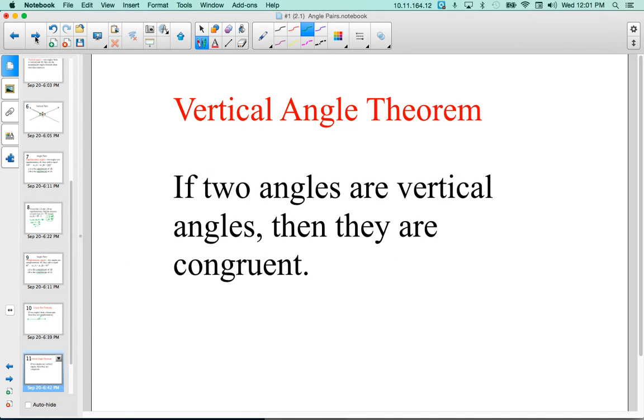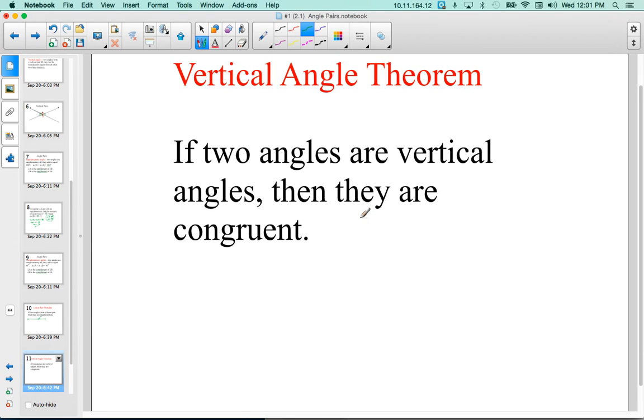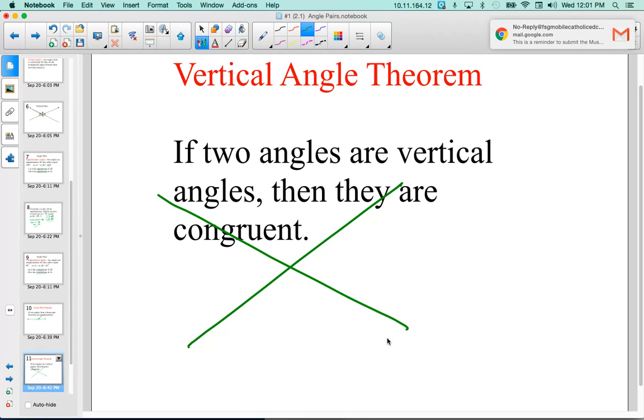The vertical angle theorem: if two angles are vertical angles, then they are congruent. This is one of the biggest properties that we use within our vertical angles, and that's the fact that when you have angles that are straight across from one another, they are going to be congruent angles.